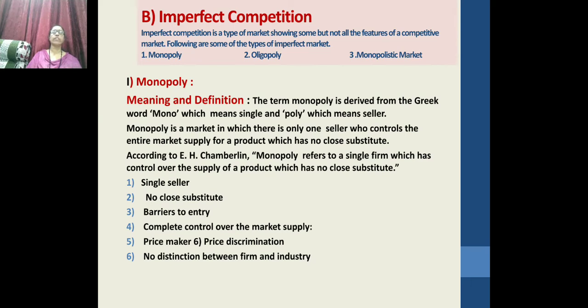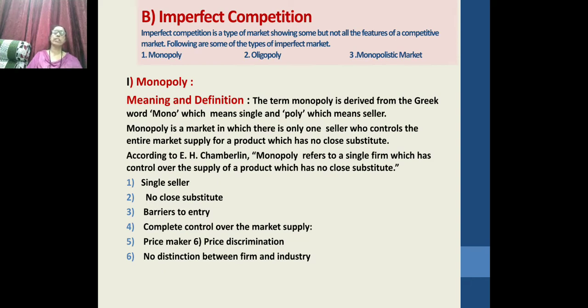Now we will see the features of monopoly. First, a total of 7 features are there. You can see there: single seller, no close substitute, barriers to entry, complete control over the market, fifth point is price maker, sixth price discrimination, and seventh there is no distinction between the firm and the industry.